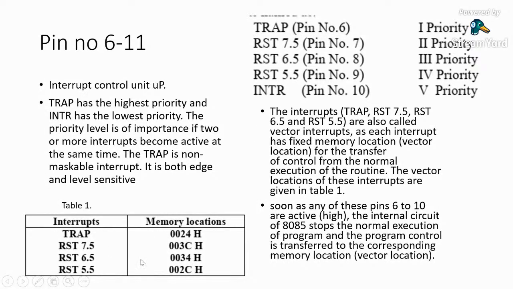As soon as any of these pins 6 to 10 are active high, active meaning high, having pulse 1, the external circuit of the 8085 stops the normal execution of the program, and the program control is transferred to the corresponding memory location.